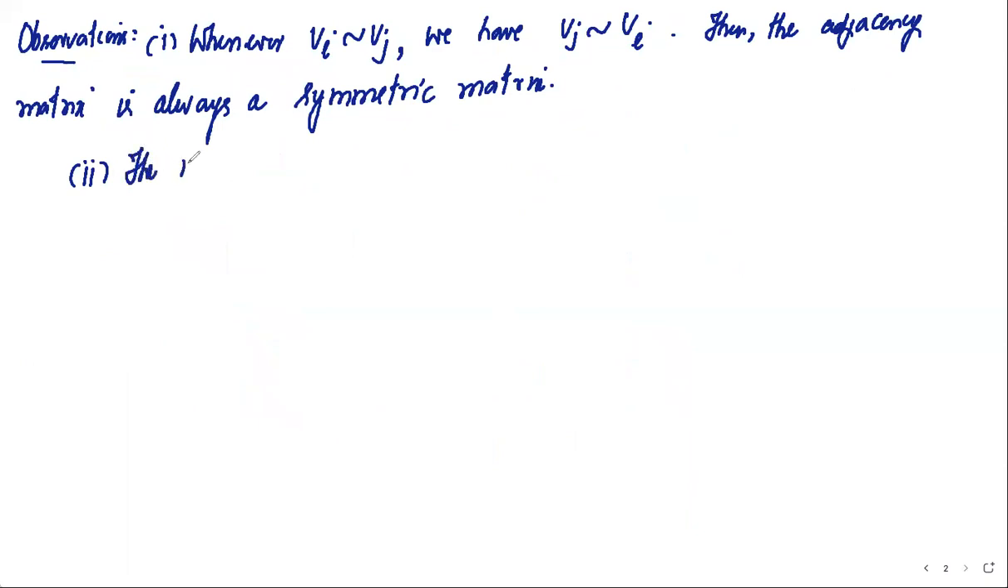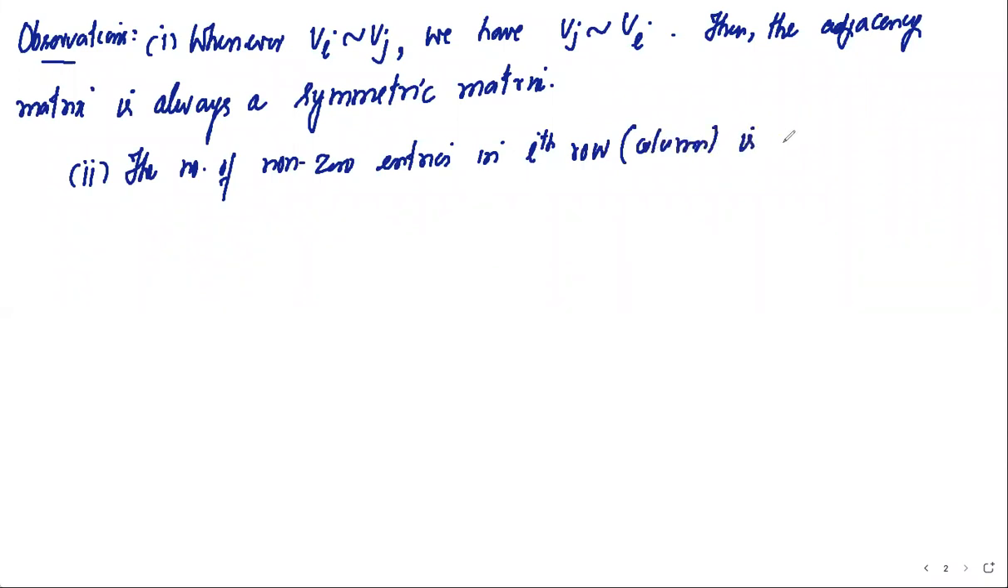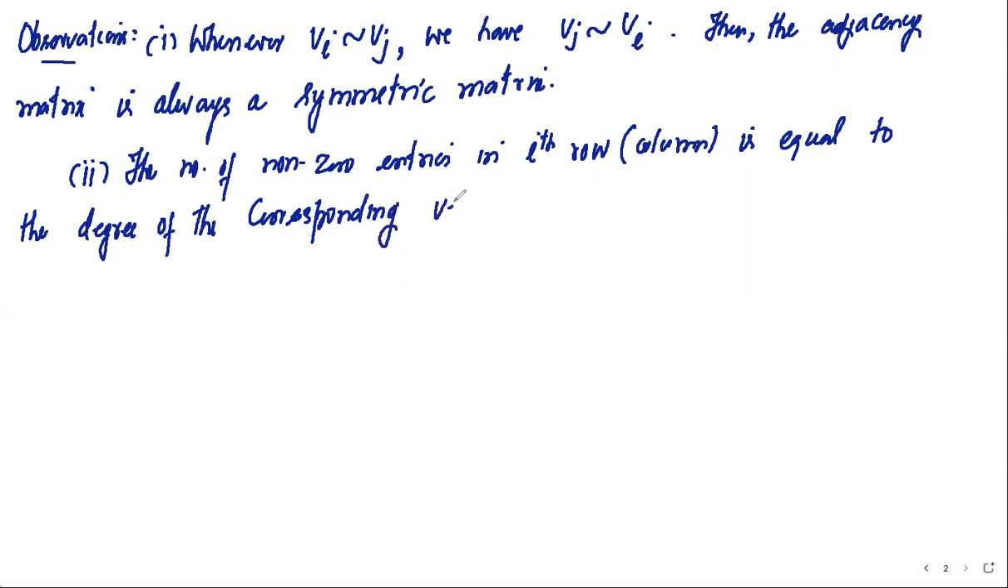So the number of non-zero entries in the ith row or column is equal to the degree of the corresponding vertex Vi.